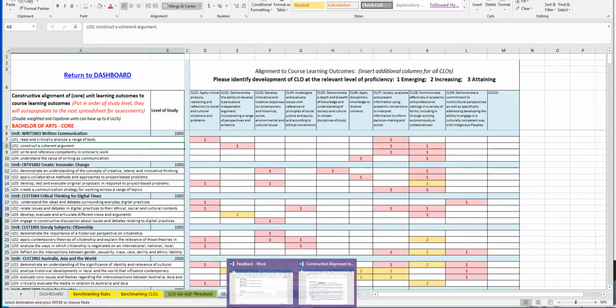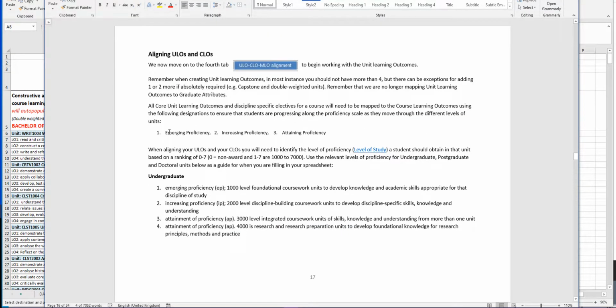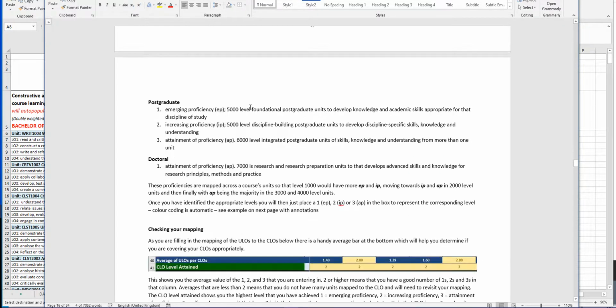So if you look at the instructions, it goes through here talking about emerging proficiencies, increasing proficiencies, and attaining proficiencies. That's your study level, and there is a link here which explains the study levels, which is 1 through 7, so that's 1,000 to 7,000 units. Emerging proficiencies would be most often in the 1,000s, increasing proficiencies in the 2,000s, and attaining proficiencies in the 3,000s and 4,000s. Postgraduates are 5,000, 6,000, and then doctorate is 7,000.